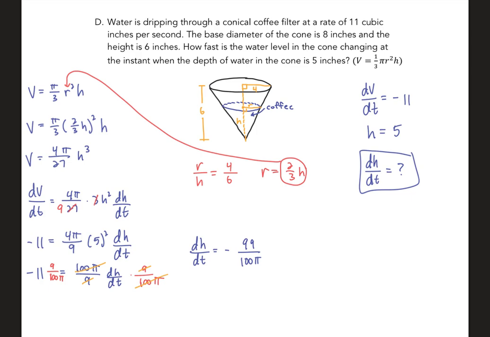Okay, and then I'll write it as a decimal also. So the decimal will still be negative, and it'll be 0.3151, so 0.315.